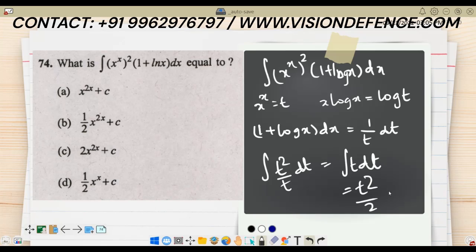It's going to be t square by 2 plus c. So the value of t is x power x. So x power x, whole square, divided by 2 plus c, right? So this is our answer.